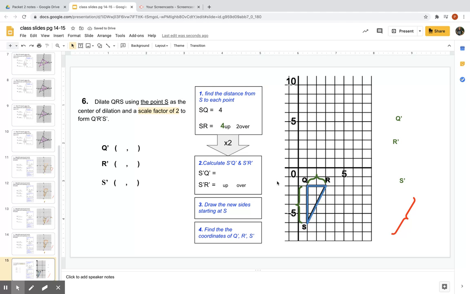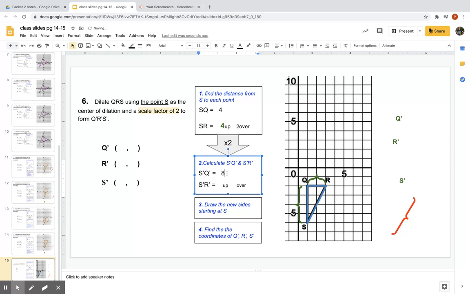Now we can go ahead and calculate our new distances. Well, a scale factor of 2 means that we're going to multiply everything by 2. It's getting twice as big. So that makes sense. So SQ goes from 4 to 8. Instead of counting 4 up and 2 over, we multiply those by 2. We go 8 up and 4 over.